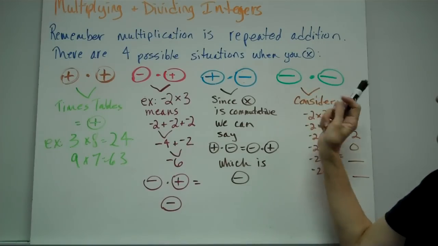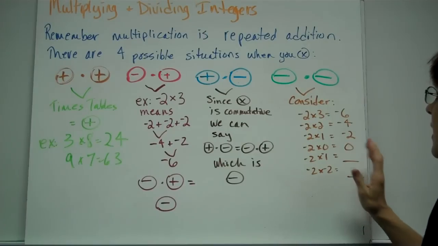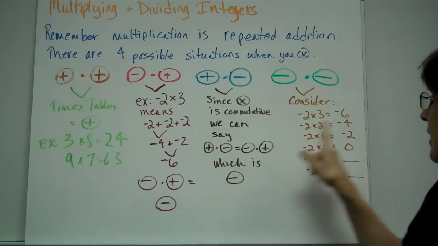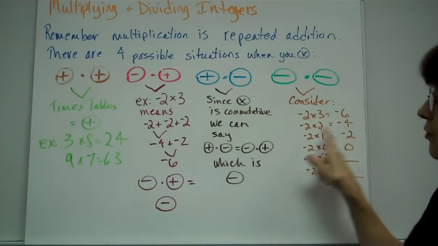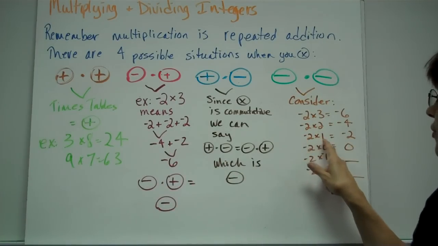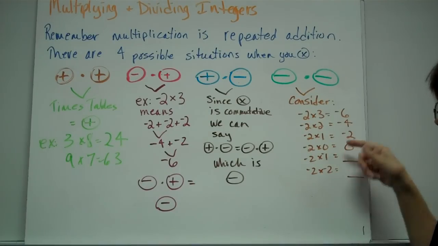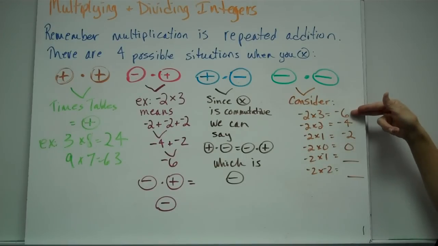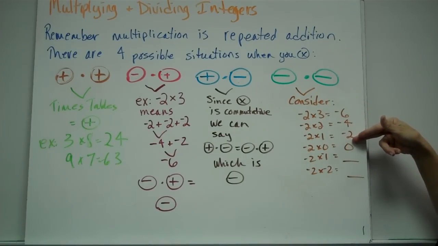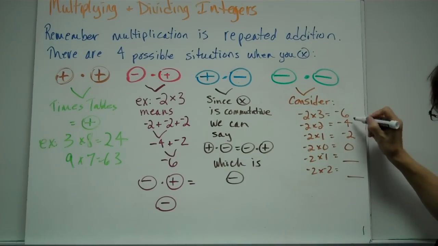What happens when you do a negative times a negative? Well, let's consider this particular situation. If we have negative 2 times 3, which we've already done, we know that's negative 6. If we do negative 2 times 2, we know that's negative 4. Negative 2 times 1, that's negative 2. Negative 2 times 0 is 0. So we see a pattern. As we decrease the numbers here by 1, these increase by 2. Negative 6, negative 4, negative 2, 0. I've added 2 each time.